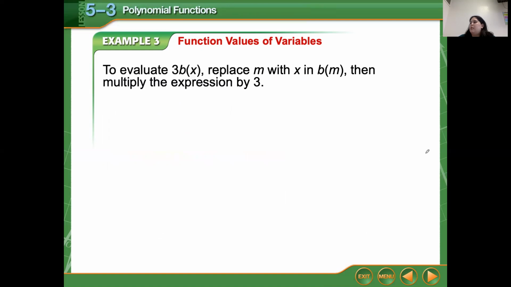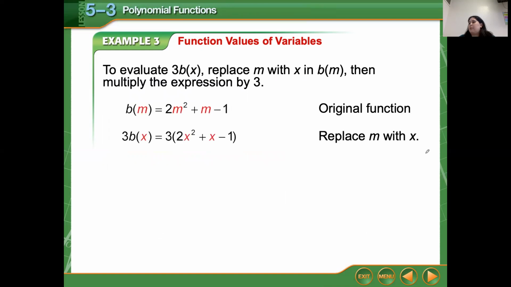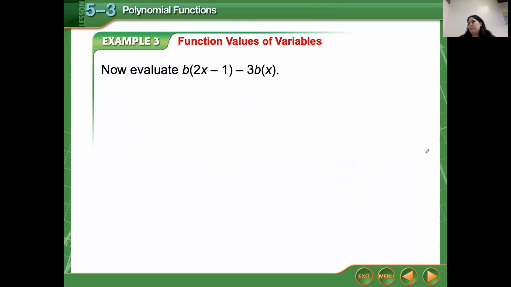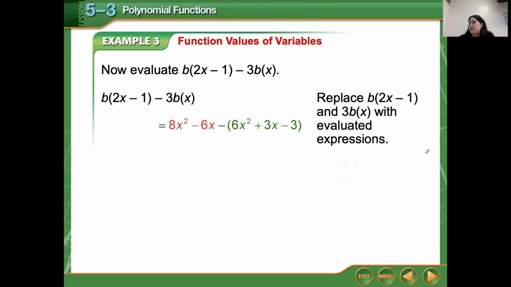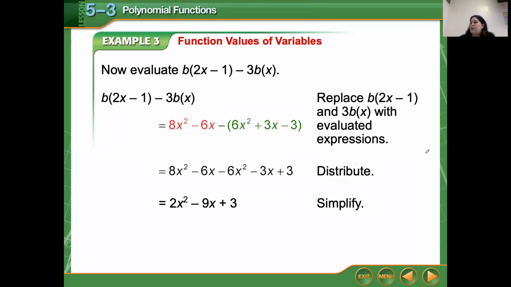Then we're going to do 3 times b of x. So I'm going to do 3 times everything after plugging in x. And when we do that, we get 6x squared plus 3x minus 3. And we're going to take those two expressions that we just received and subtract the two. We're going to distribute the negative sign and then simplify to get 2x squared minus 9x plus 3.